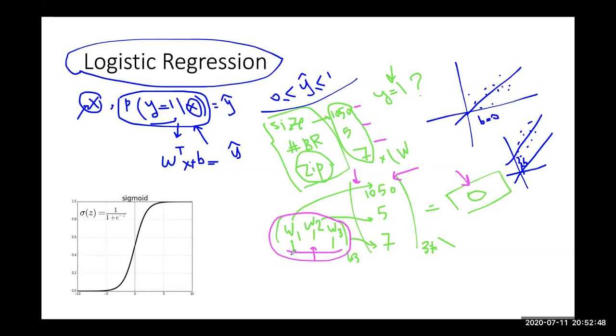But if we multiply W by these numbers, we will not get a number between 0 and 1. Remember, we are looking at the probability of Y being 1 given the information. If we multiply it this way, we will not get a number between 0 and 1. That's why we use something called the sigmoid function.